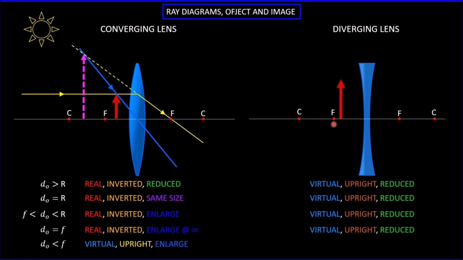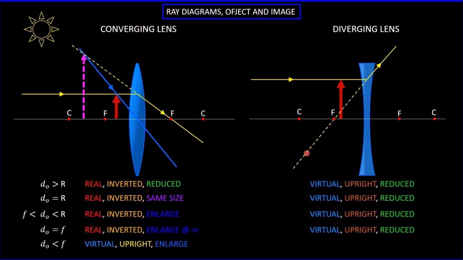We place the object in the front of the divergent lens with the distance from the object to the lens less than the focal length. For the image of this object, we need at least two rays. The first ray is parallel with the axis, passes the object, and hits the lens. After it hits the lens, it spreads out. If we extend the spread out ray, it will pass the point F in the front of the lens.